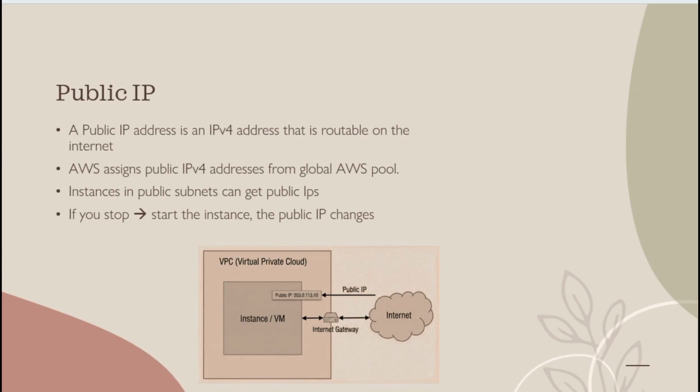So if we start the instance in that subnet, the public IP will get changed. So the public IP is a dynamic IP, and the instances which are launched in the public subnets will get the public IPs unless the auto assign public IP is disabled.